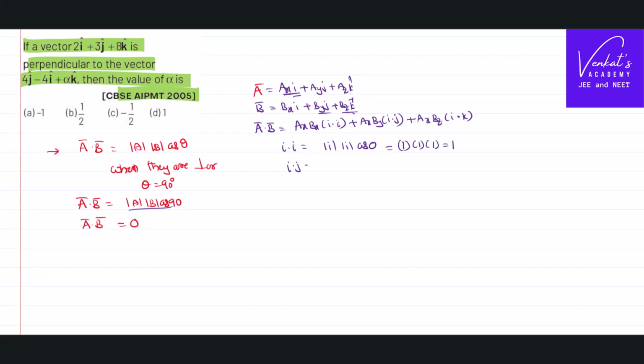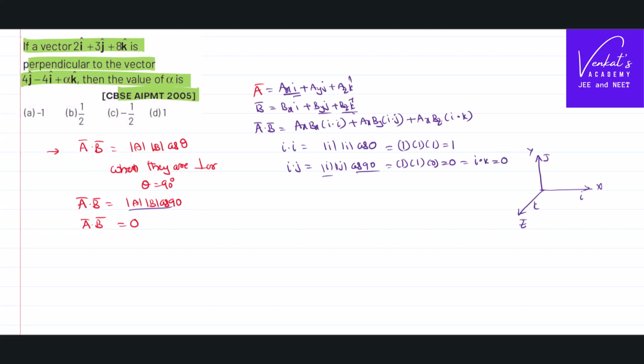i dot j means i j cos 90, because i is a unit vector along the x-axis, j is a unit vector along the y-axis, and k is a unit vector along the z-axis. The angle between each of them is 90 degrees. The unit vectors have magnitude i equal to 1, j equal to 1, but cos 90 equals 0. Similarly, i dot k is also equal to 0.